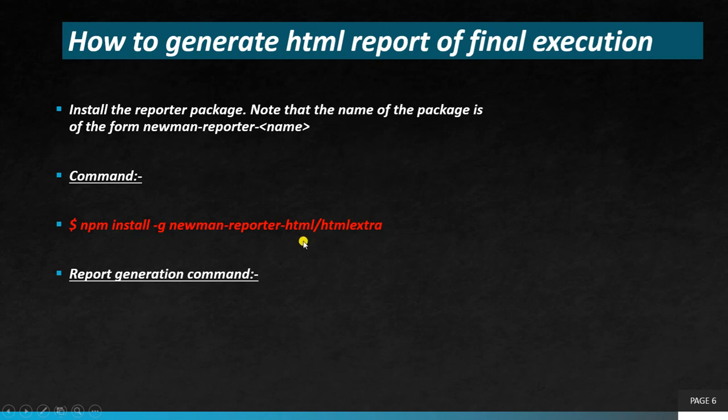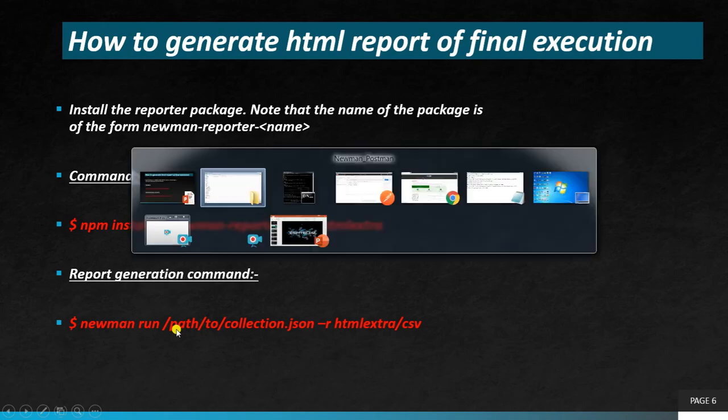Once you are done with the installation of the HTML reporter package, you need to pass this command to generate the report in your system. So you can see this is your command: newman run, then your JSON file name and the reporter html or htmlextra, or also you can get your report in CSV format as well. It's easy to send also. So let's see how it works.